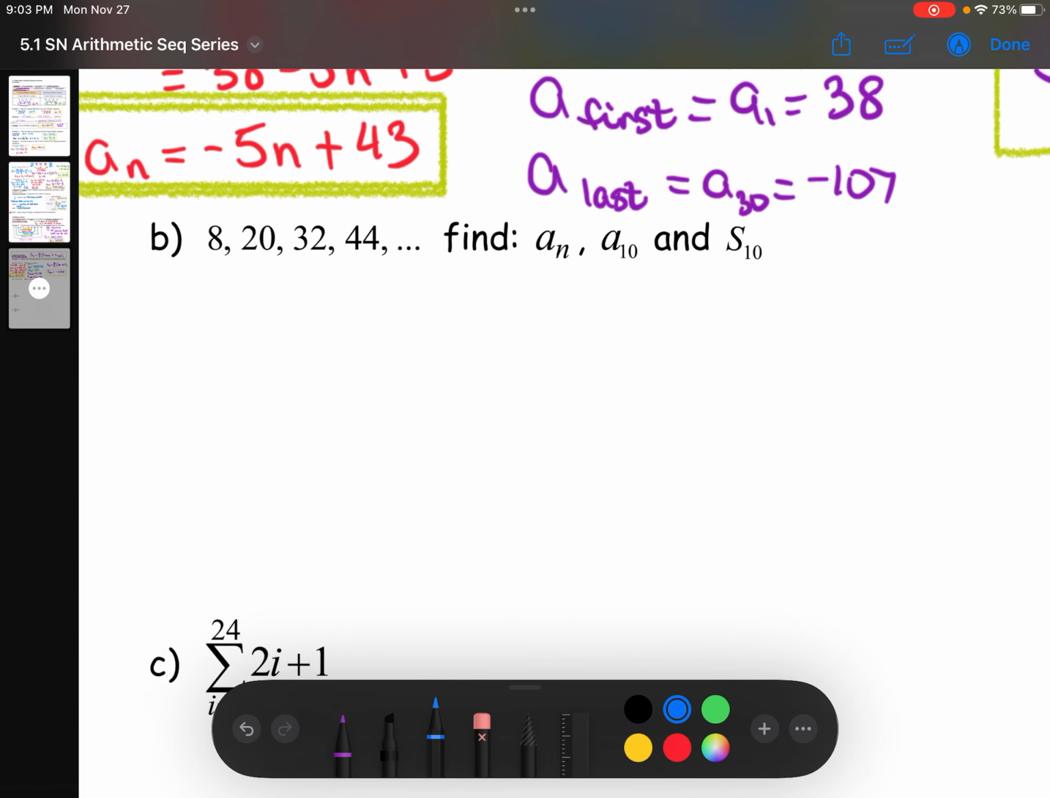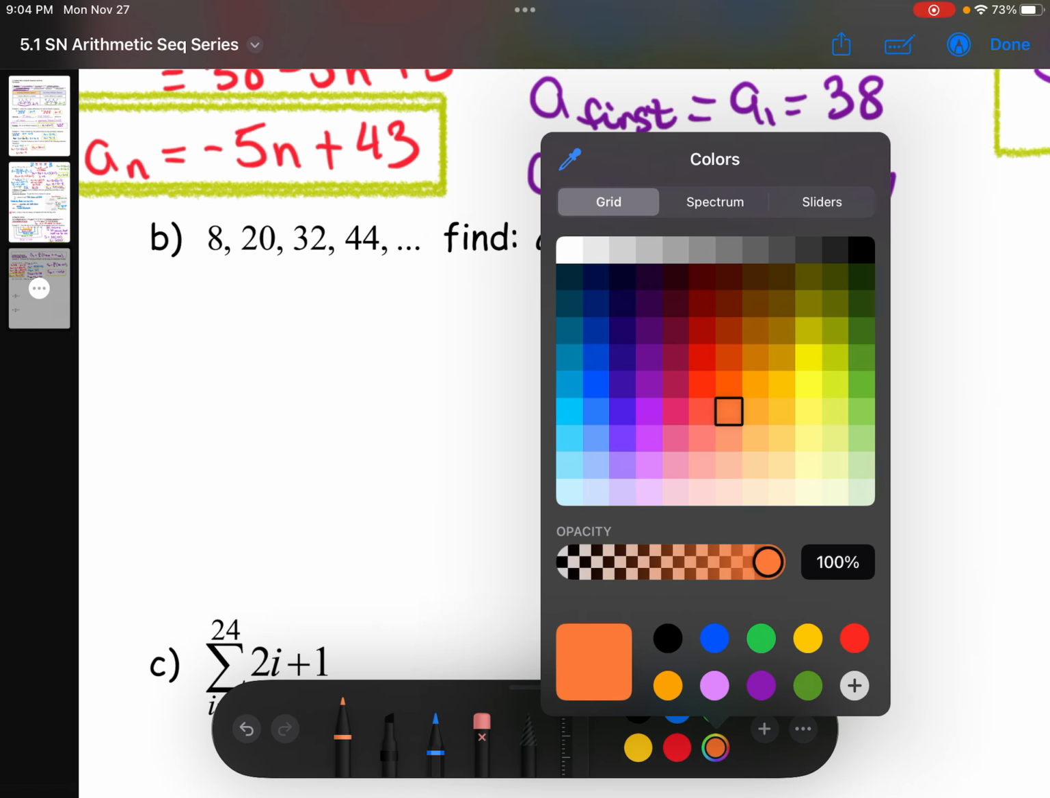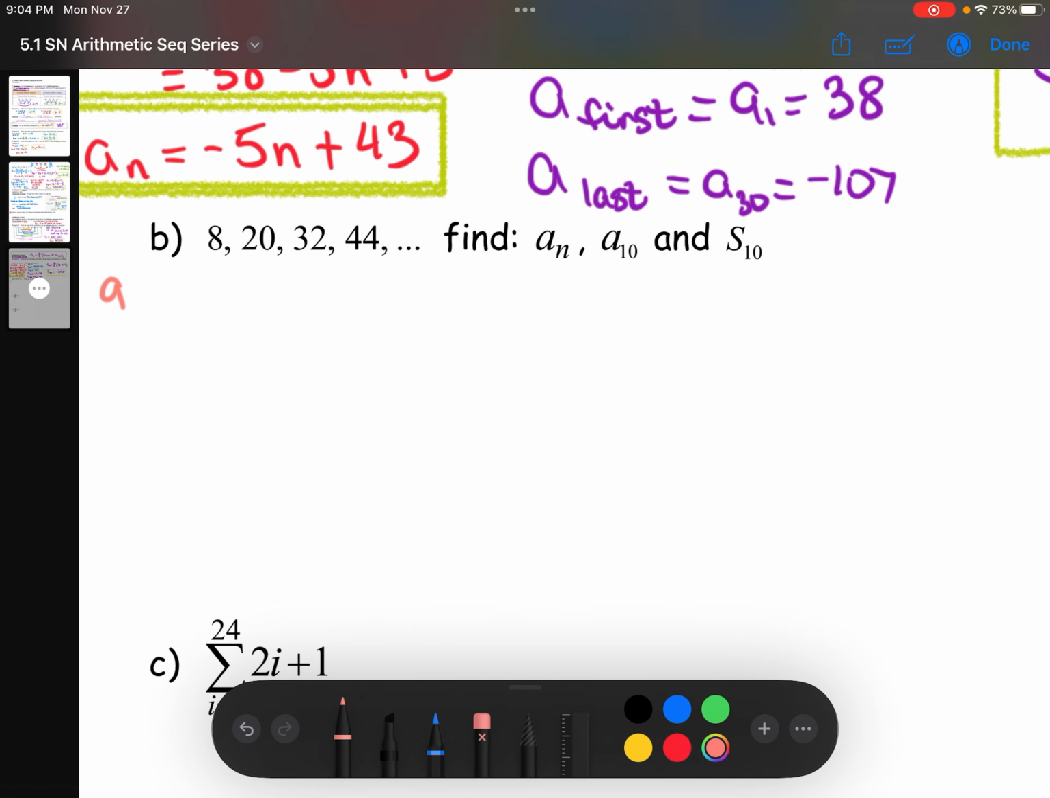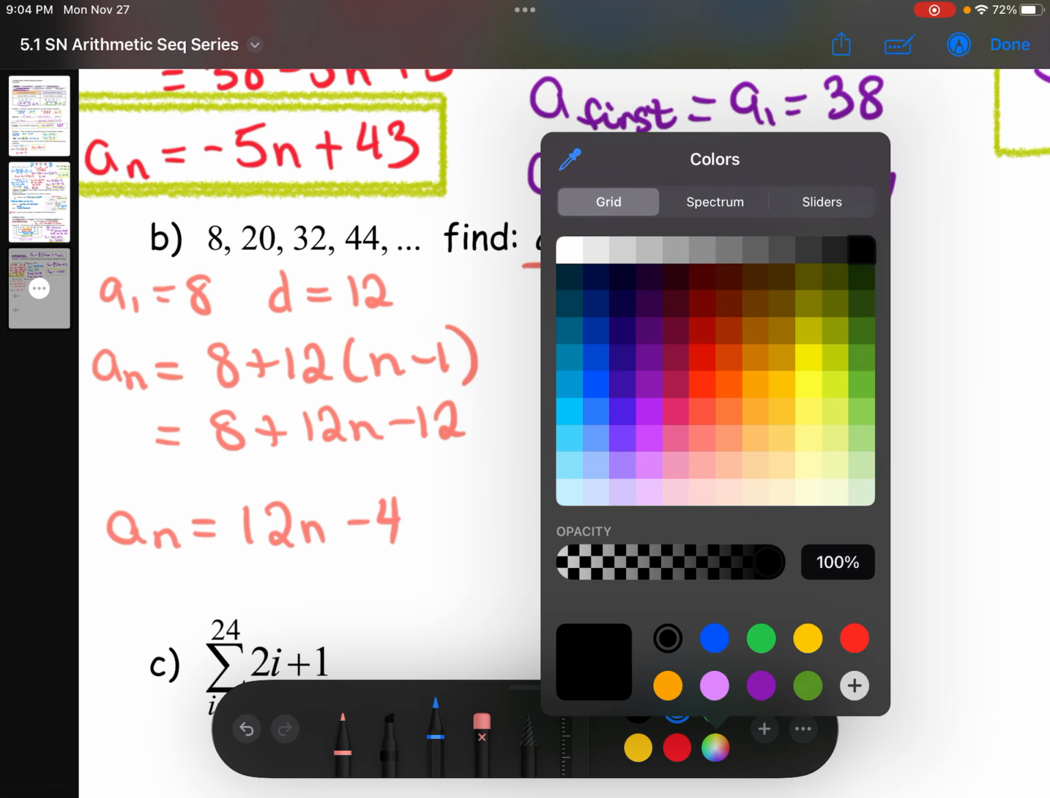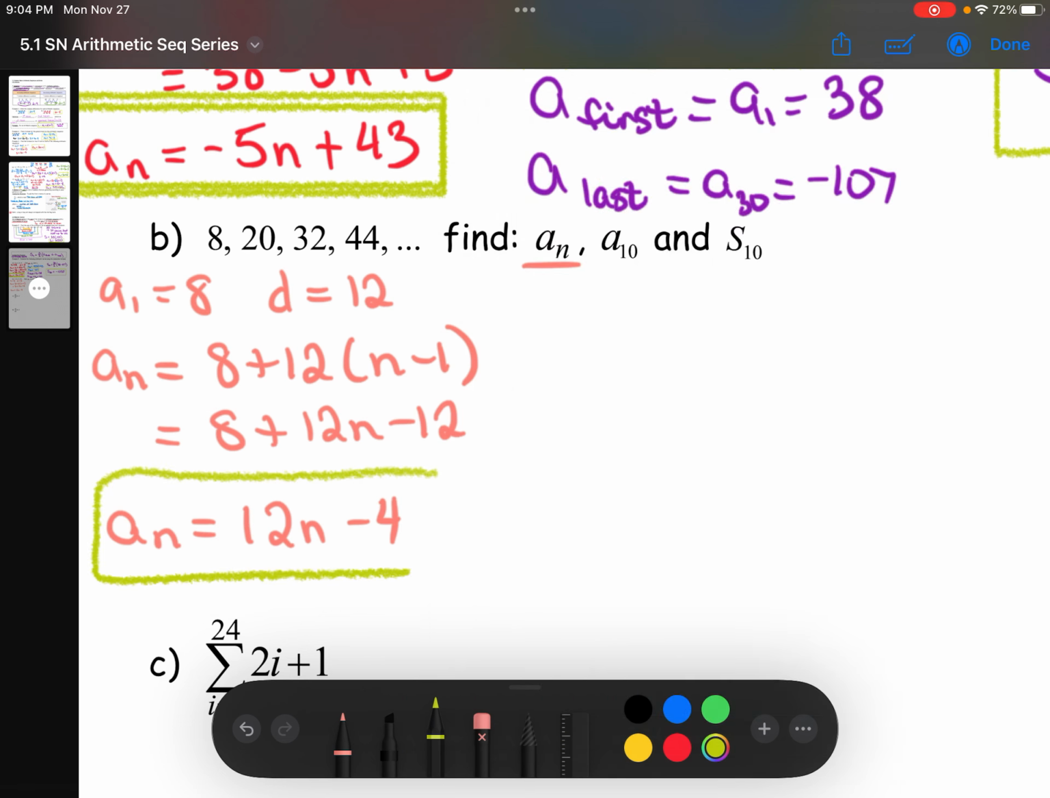A1 is 8. That common difference, we're adding 12. So to find a sub n would be 8 plus 12 times n minus 1. So 8 plus 12n minus 12. So a sub n would be 12n minus 4. There is a sub n.